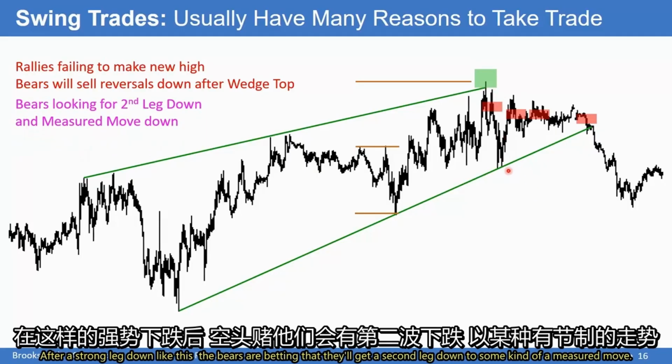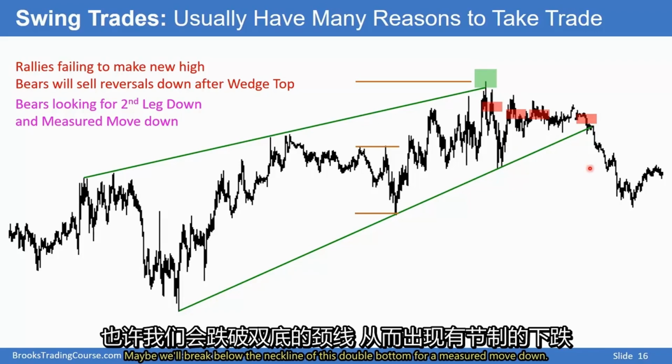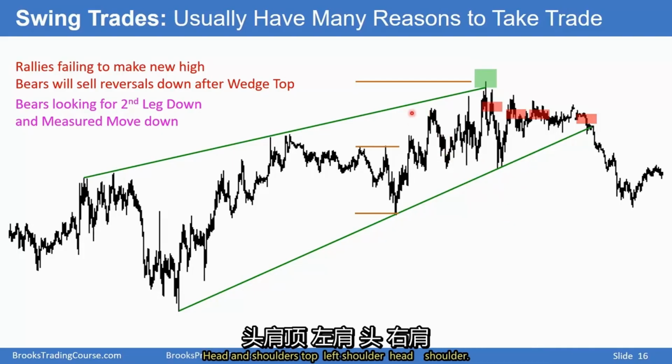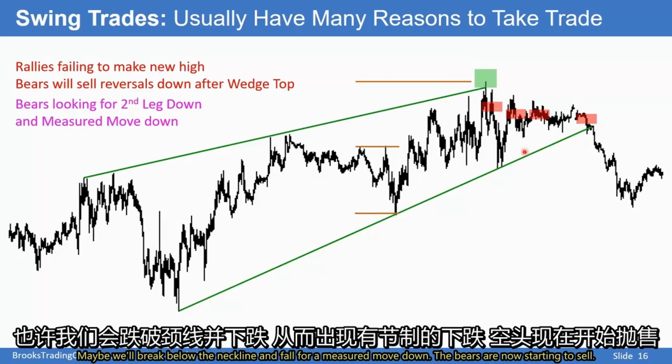After a strong leg down like this, the bears are betting that they'll get a second leg down to some kind of a measured move. Maybe leg 1, pull back, leg 2. Maybe we'll break below the neckline of this double bottom for a measured move down. Head and shoulders top: left shoulder, head, right shoulder. All of these are right shoulders. Maybe we'll break below the neckline and fall for a measured move down. The bears are now starting to sell.